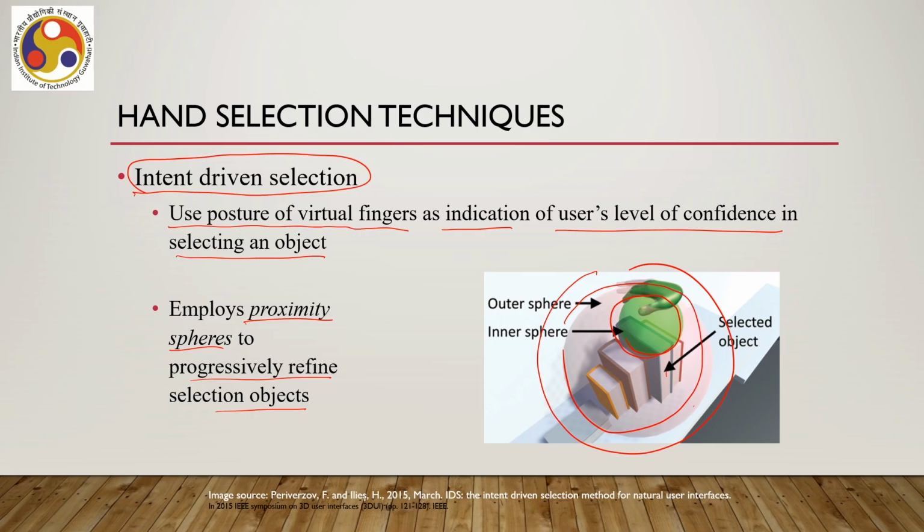So, we can say that this intent driven selection may be followed by hand movement either through the go-go or prism technique. We can combine these two. So, go-go or prism is essentially a travel technique, whereas this intent driven selection is the grabbing technique.